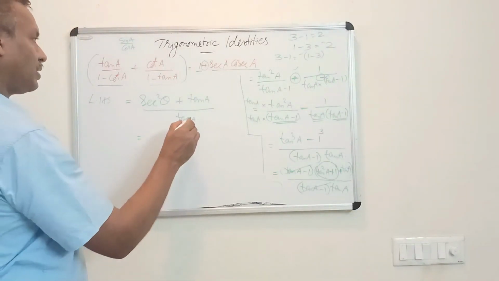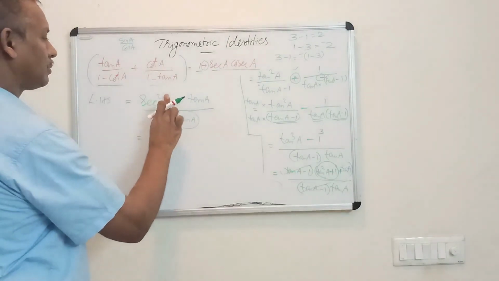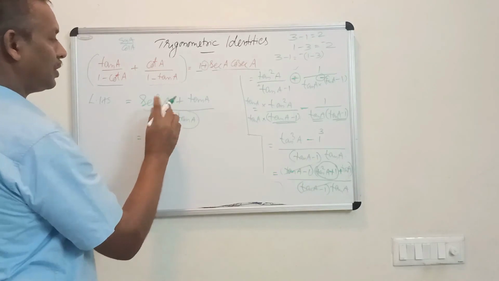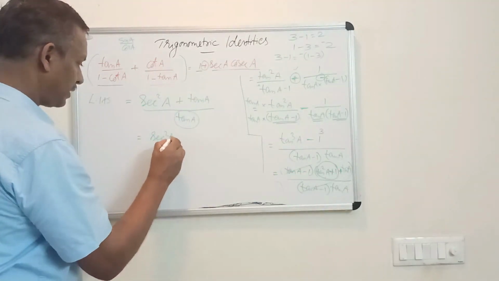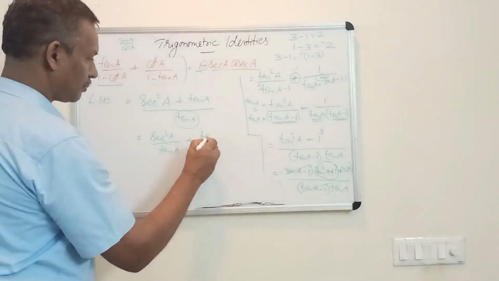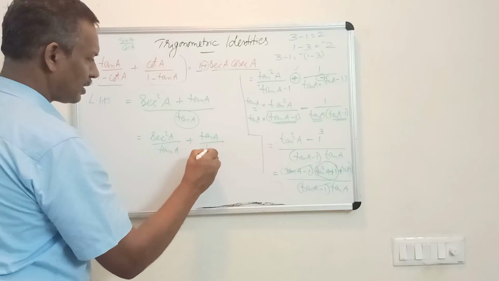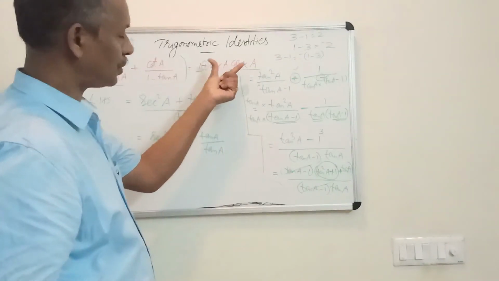Then with this tan, you individually divide these two: sec square a by tan a plus tan a by tan a. The answer will also guide you in between. Here you need only 2 terms.